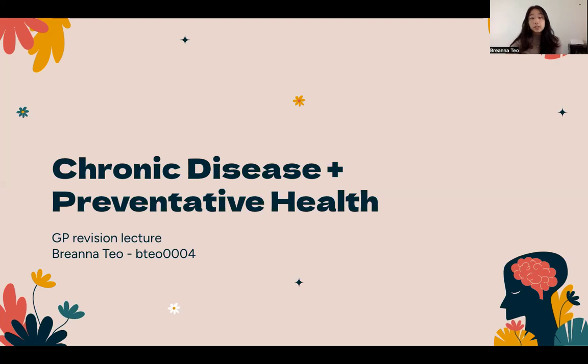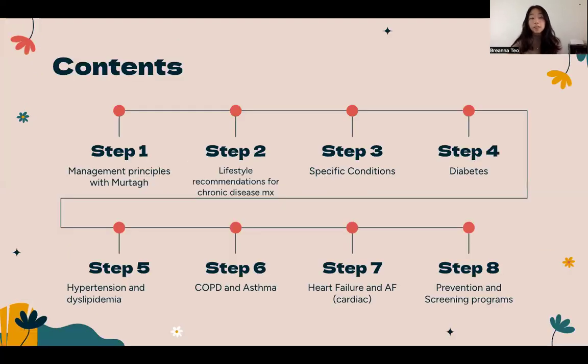Perfect. So this is what we'll be covering in the lecture today. We'll be starting with some management principles, lifestyle recommendations for all chronic diseases in general. This will form part of any management plan that you make in GP for chronic diseases. Then we'll go through some specific conditions, in particular diabetes, hypertension and dyslipidemia, COPD and asthma, heart failure and AF, and then we'll look at some prevention and screening programs that you should always be asking your patients about.